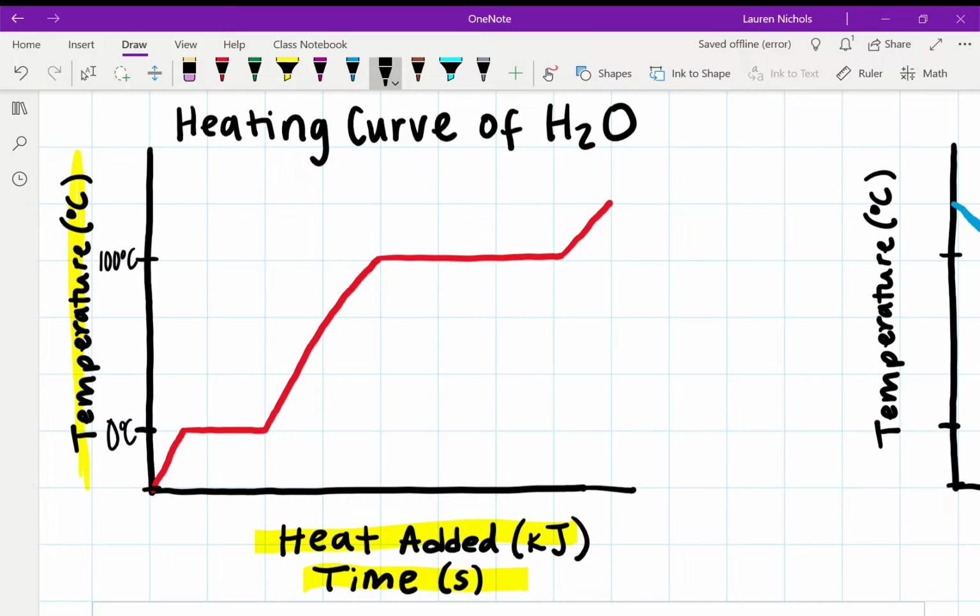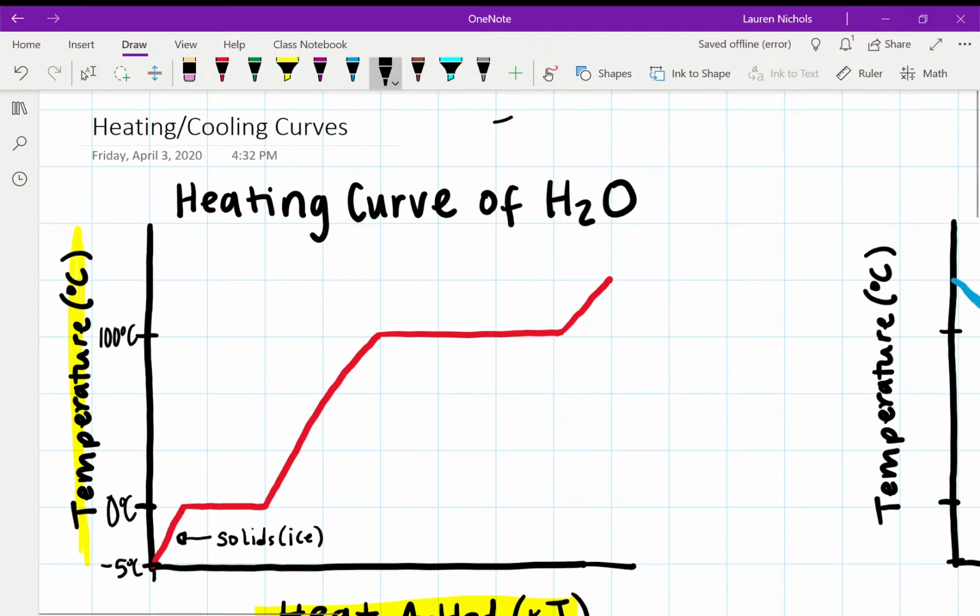Because this is a heating curve, we're starting here at -5 degrees Celsius, and the temperature begins to go up. Here at this point on the graph, we have all solids. The water is completely solid. So this is ice, which means the particles are really close together.